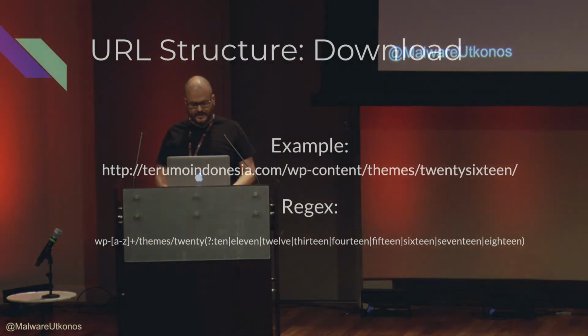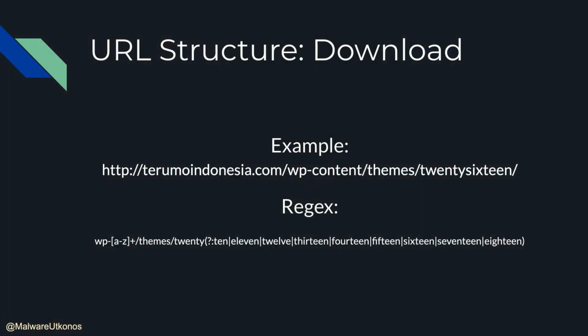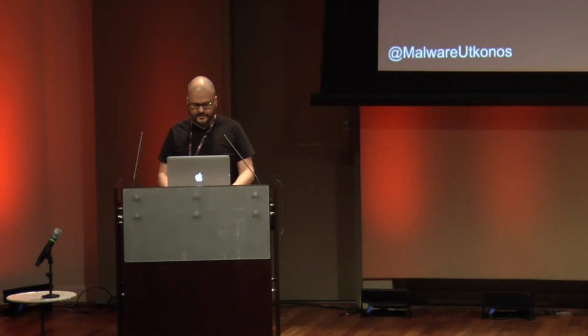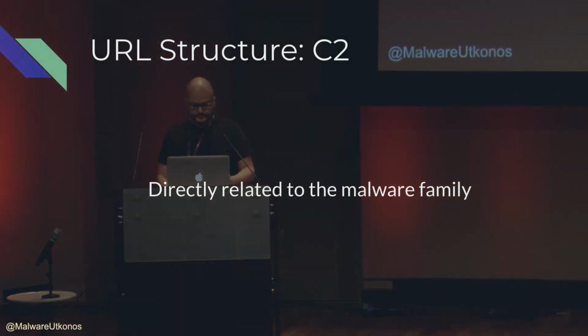So this is an example of the structure of a download URL, and that's very simple. This is super simple, just so you can understand the concept of how you could write a regex to detect the different themes which are commonly exploited in WordPress.